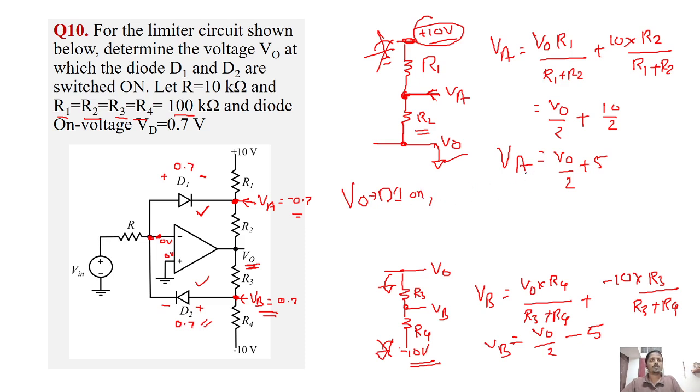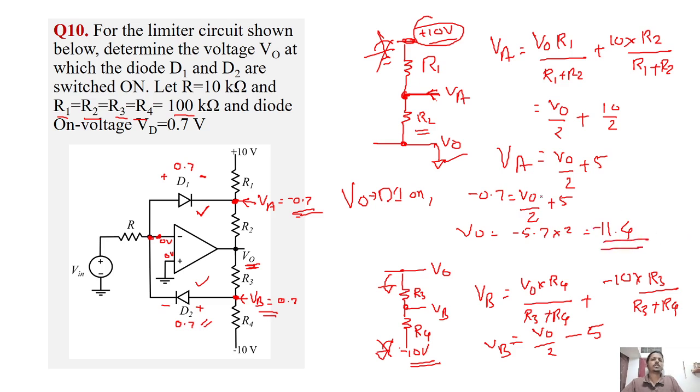So we know the value of VA at which D1 is switched on, right? That is minus 0.7. So I'll substitute minus 0.7 equal to V0 by 2 plus 5. So this is equal to minus 5.7 into 2. So it will be somewhat near 11.4, right? So 11.4.